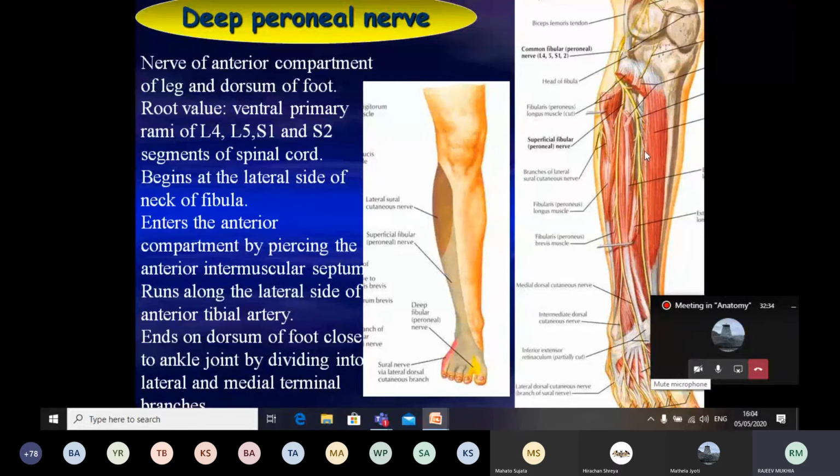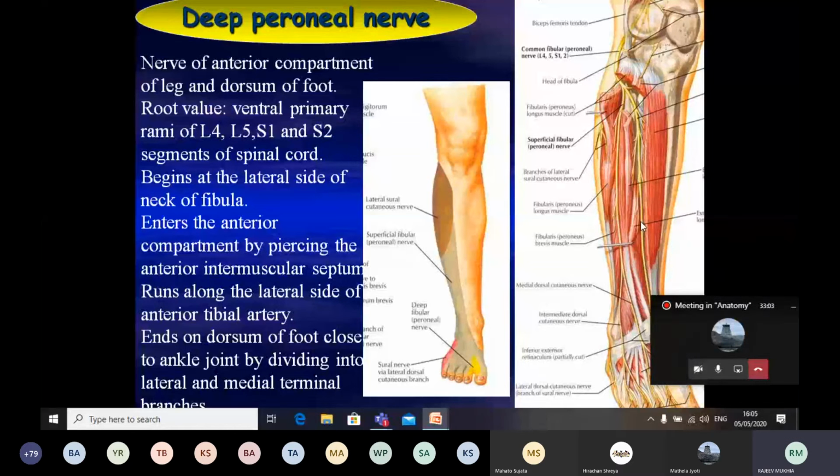Now it enters into the anterior compartment. Throughout its course, it runs along the lateral side of the anterior tibial artery. It will supply all these structures, and it will enter into the dorsum of the foot. After entering into the dorsum of the foot, it will divide into lateral and medial terminal branches. So the lateral terminal branch and the medial terminal branch are the terminal branches of this deep peroneal nerve.